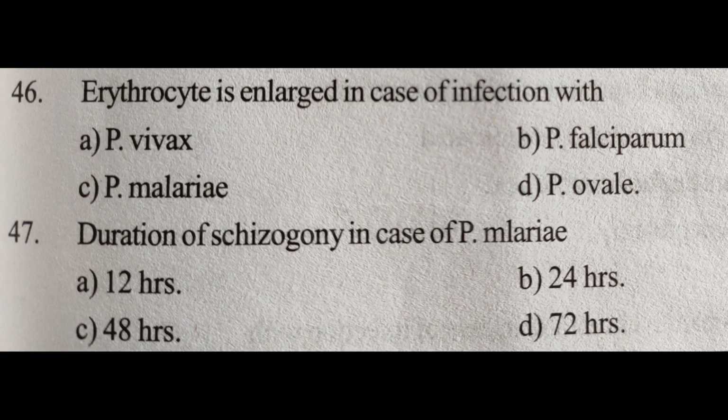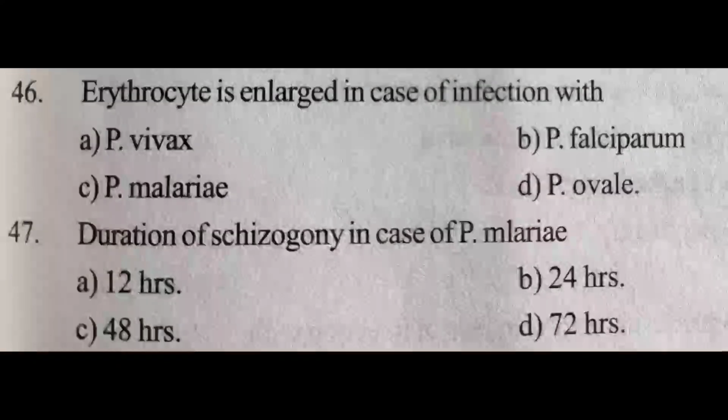Duration of schizogony in case of Plasmodium malariae. Option A, 12 hours. Option B, 24 hours. Option C, 48 hours. Option D, 72 hours. Answer is option D, 72 hours.